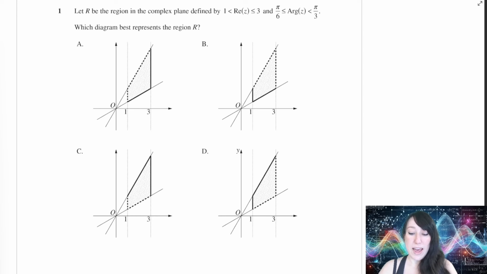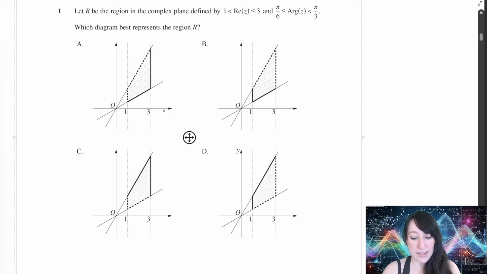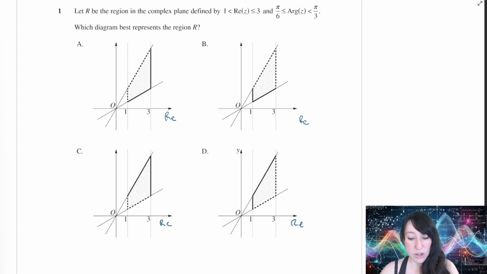So, we have a number in the complex plane. Its real component is between 1 and 3, and we're including 3. If we look at our options, all of them include parts of the complex plane between 1 and 3 on the real axis, which is the horizontal axis. Although, we are meant to include 3 but not 1. So we want to see a solid line along 3 and a dashed line at 1. So that narrows down our options to A and C.